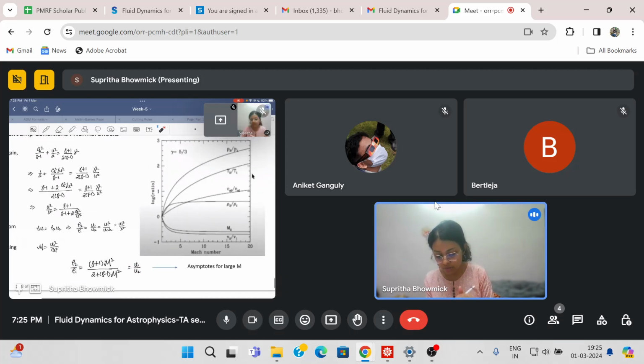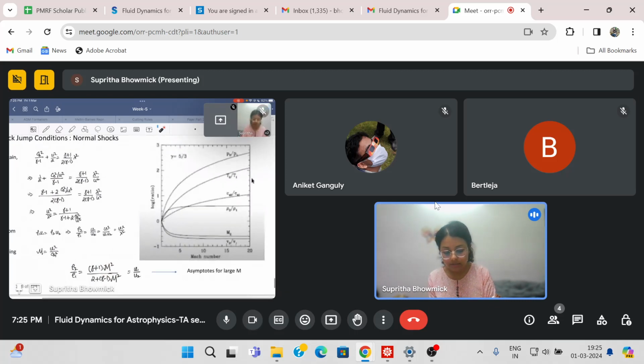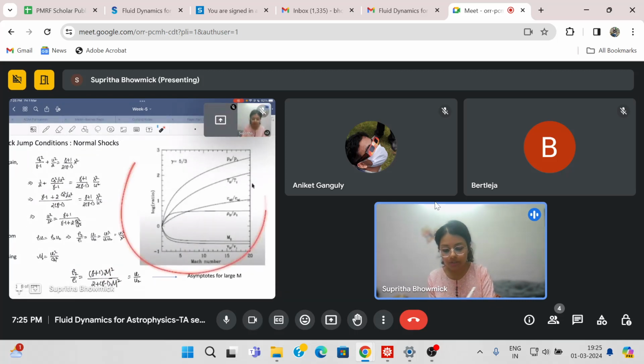Now, notice one thing, that for large m, this will asymptote to some number because you have m squares in both numerator and denominator. For large m, this will asymptote to a number. Okay, and this plot was shown in the lecture. I hope you can recall.